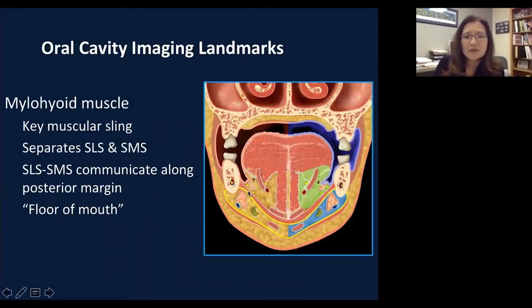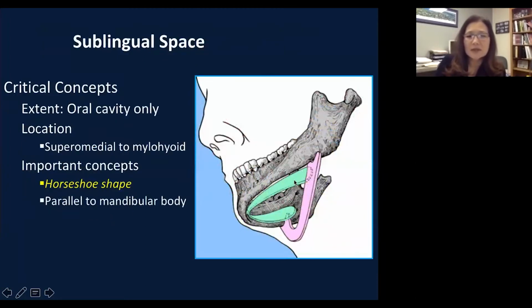The mylohyoid muscle is a really key muscle sling, as I said, separating the submandibular space from the sublingual space. But it does communicate along the posterior margin. An important concept is that the sublingual space is like a horseshoe shape along the mandible, so it does not go inferior to the mandible as compared to the submandibular space. It's more perpendicular to the sublingual space.